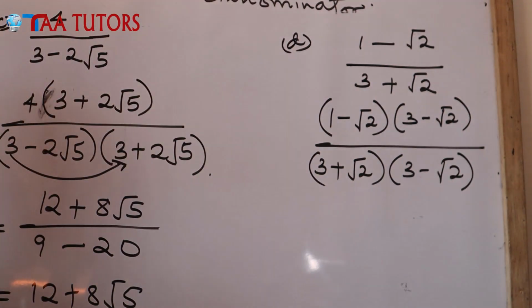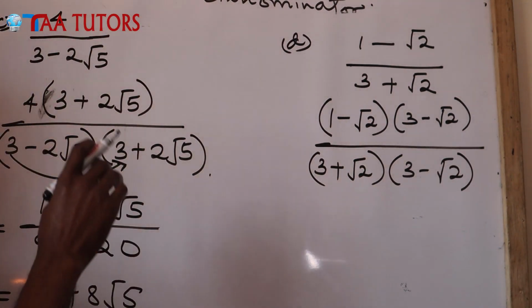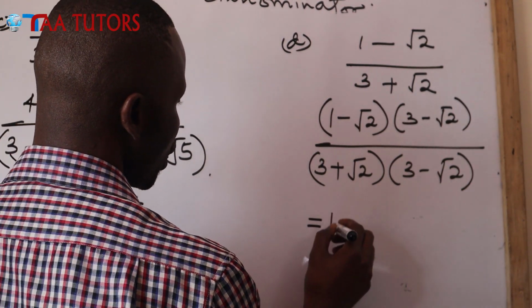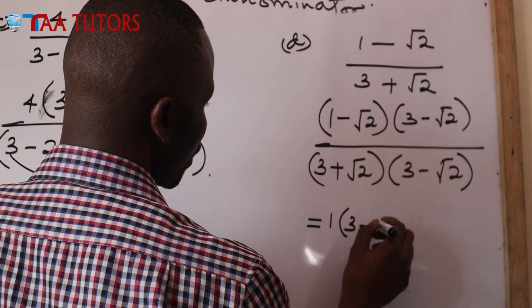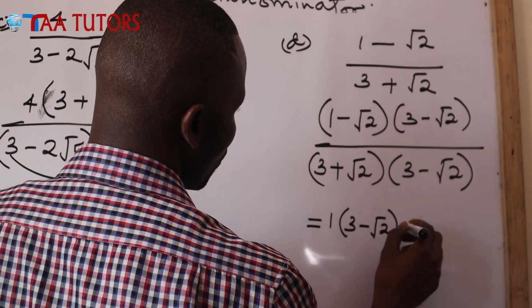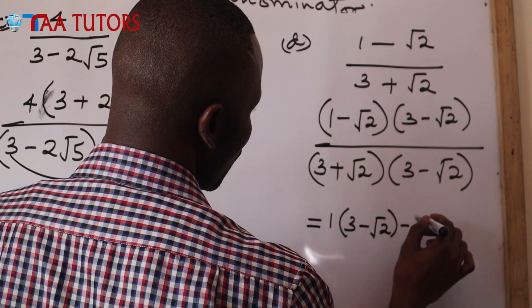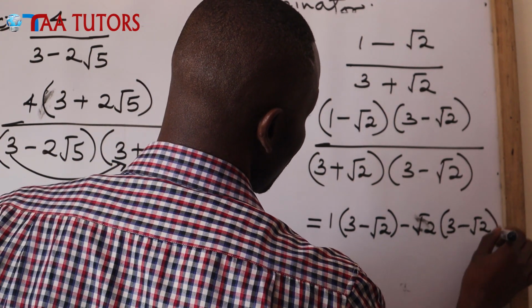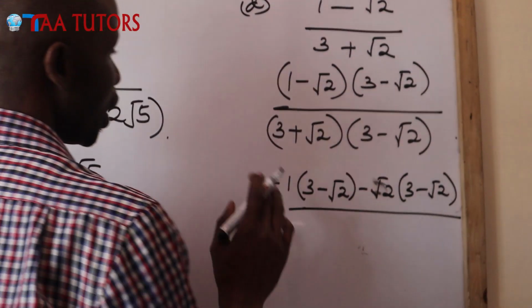So after we do that, we are going to open the bracket. The numerator, we really need to open it. So I'm going to say 1 into 3 minus surd 2, minus surd 2 into 3 minus surd 2. I know that dealing with the numerator is easy.